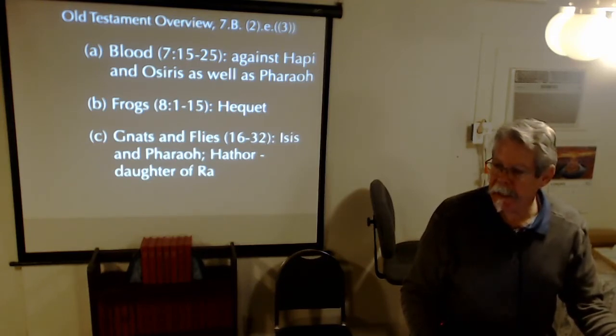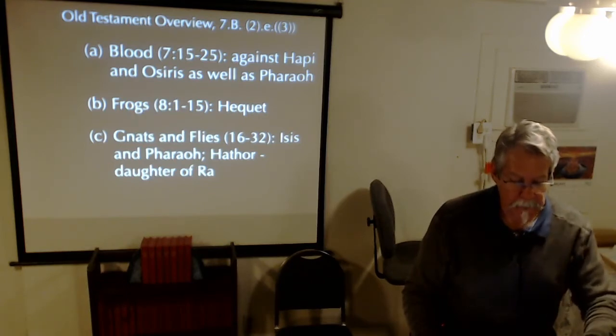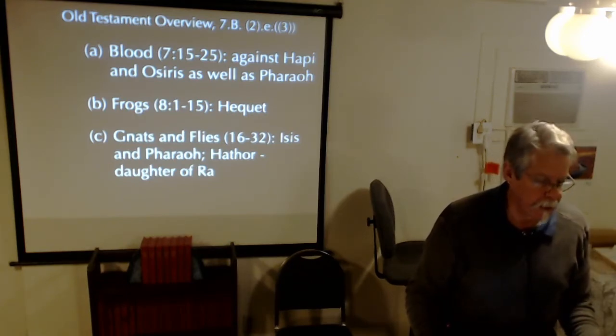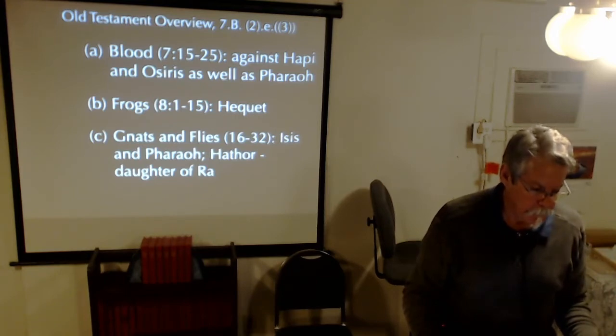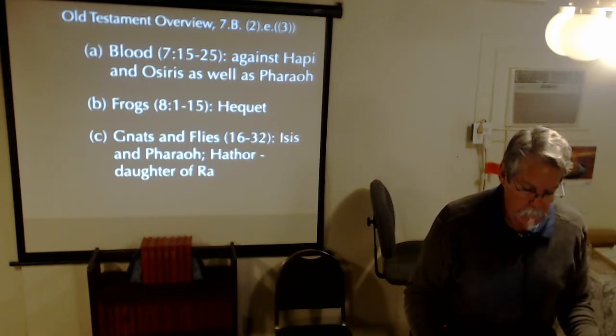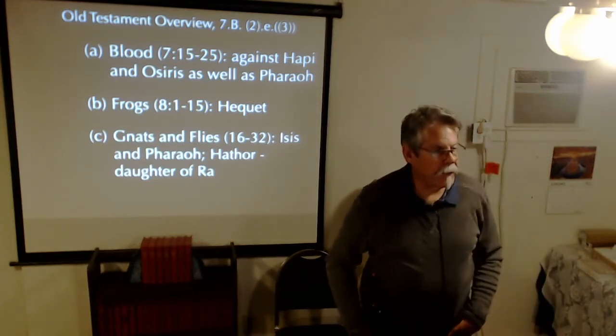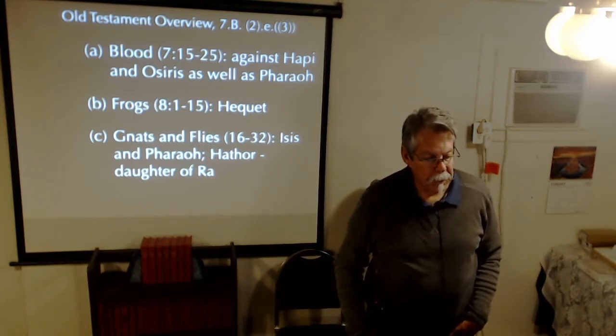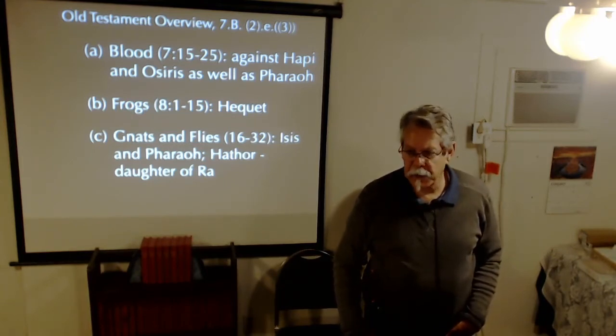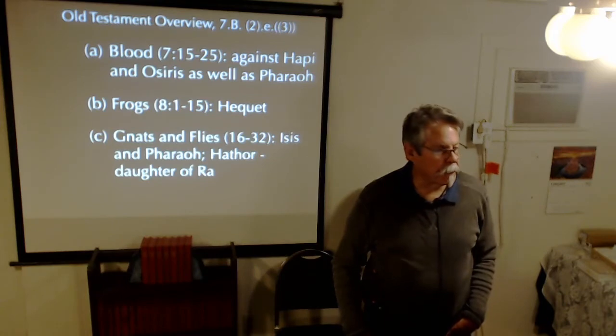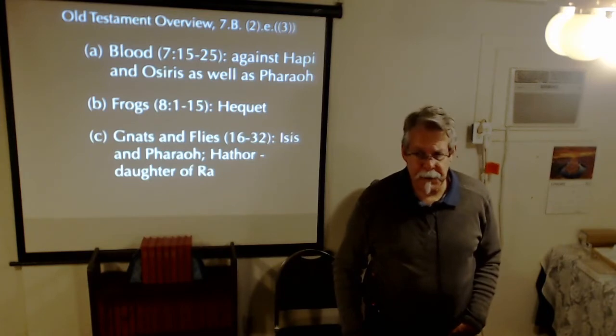But even with these plagues, the Pharaoh does not relent. Of course, every time he starts to say, you know, I'll let you go, please take this away, Moses goes and pleads to God for the Pharaoh, and God takes it away, right? And then the Pharaoh says, no, you're not going to go. And then they start getting worse and worse.